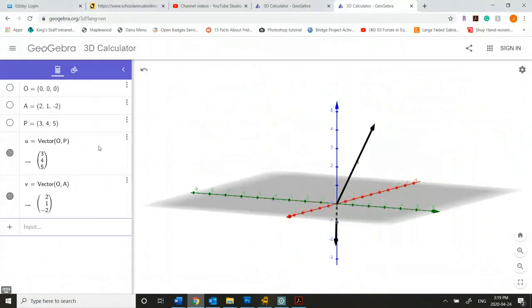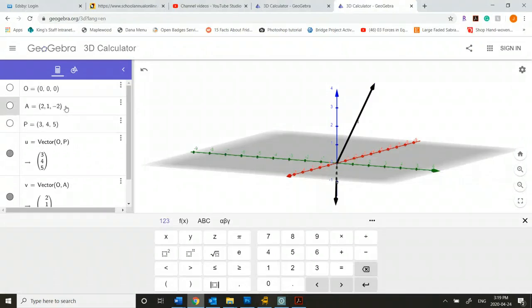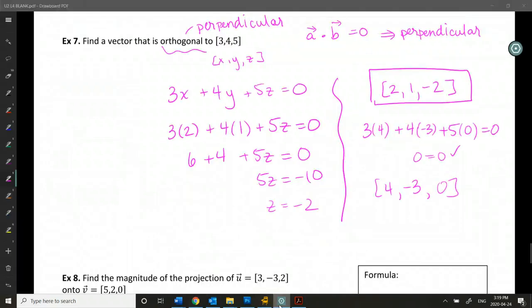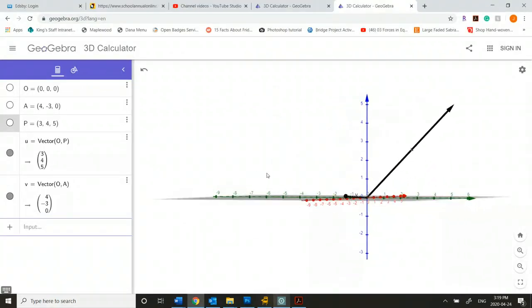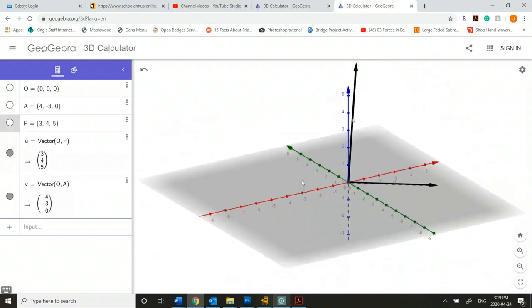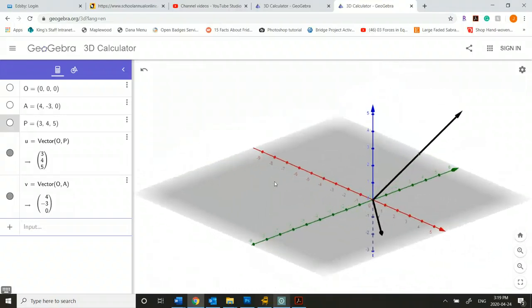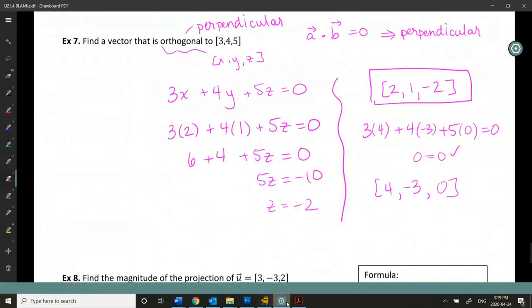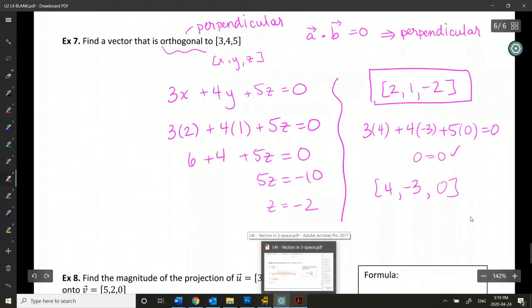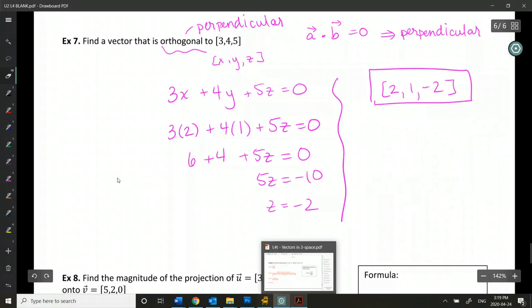4, negative 3, 0. And if we plot this on GeoGebra, I'm just going to change this point right here. So we said 4, negative 3, and 0, I believe. Yep. And we can see another vector that from some view is orthogonal. So if you want to use the little trick that we talked about in 2-space by swapping the vectors, you can still do that. Let's say you swap 2 of the coordinates, switch the sign of 1, and make the other one 0. That always works. So you could try it with a different one here.